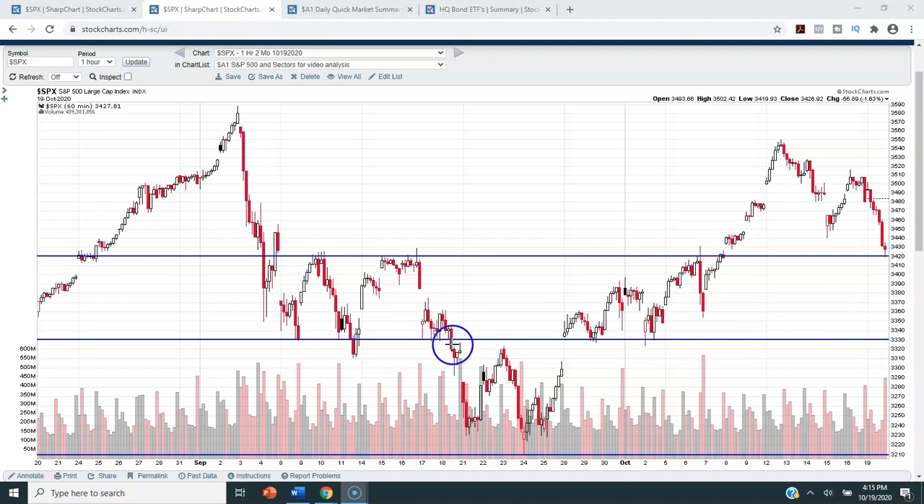And you can see, again, there was a lot of support around this 3330 area. But if 3330 doesn't hold, then 3210 would be the next stopping point. And you can see we came right down to that point and stopped on the 24th of September. And that's when and where this current rally started. So it doesn't surprise me at all that we came down to and stopped right at this 3420 area.